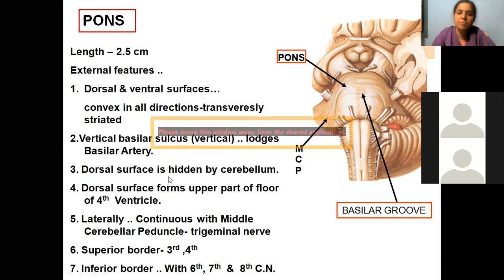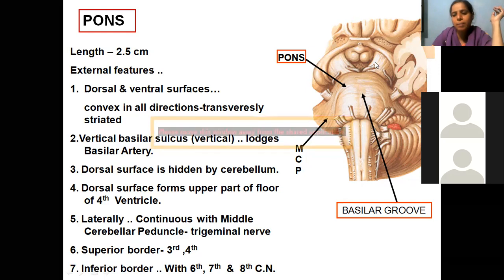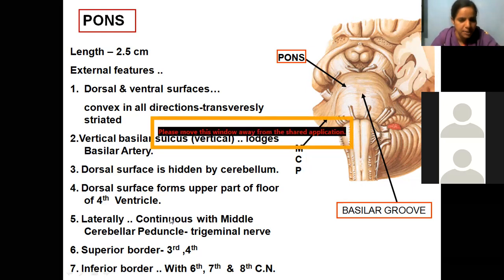The dorsal surface is hidden by the cerebellum, because there you will see the floor of fourth ventricle is formed. I said the dorsal surface forms the upper part of the floor of fourth ventricle. Laterally it is continuous with the middle cerebellar peduncle. If you remember, I told you the brainstem, like midbrain, pons, and medulla, has connection with the cerebellum via cerebellar peduncles. Midbrain gets connected via superior cerebellar peduncle, pons via middle cerebellar peduncle, and medulla oblongata via inferior cerebellar peduncle.